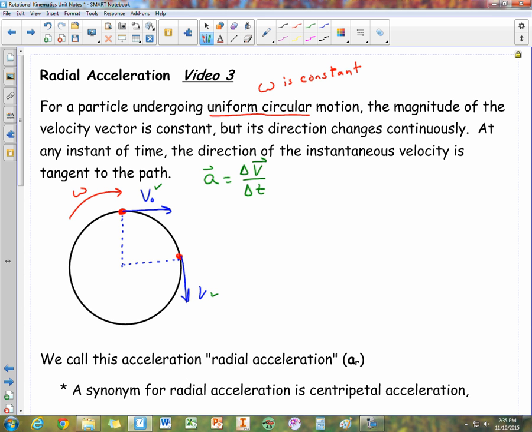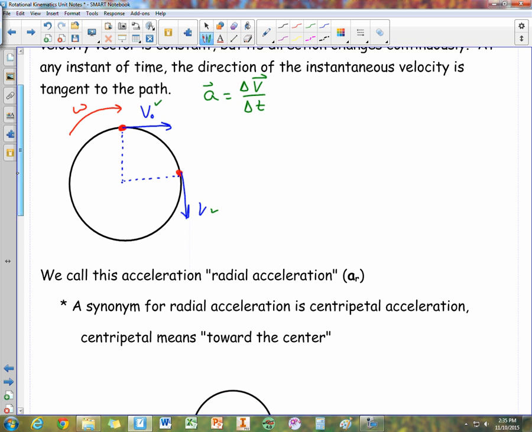So think about that for a moment. We have an acceleration without actually getting faster or slower. And to me, that just kind of blows my mind. It's kind of cool to think about. So we have something that is accelerating without getting faster. Now, we do need to worry about the direction of this acceleration.